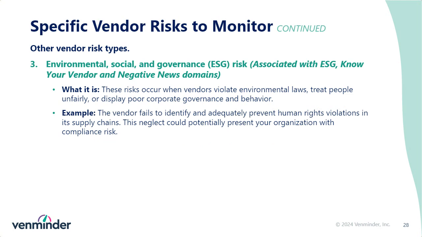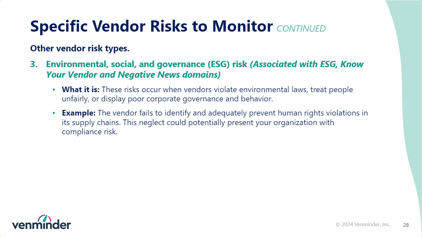And lastly, environmental, social, and governance, or ESG risk. And again, that's associated with ESG, Know Your Vendor, and negative news domains. So these risks occur when vendors violate environmental laws, treat people unfairly, or display poor corporate governance or poor corporate behavior. The vendor might fail to identify and adequately prevent human rights violations in its supply chains. This neglect could potentially present your organization with compliance risk. It could also cause supply chain issues, which we have seen over the last few years as well.